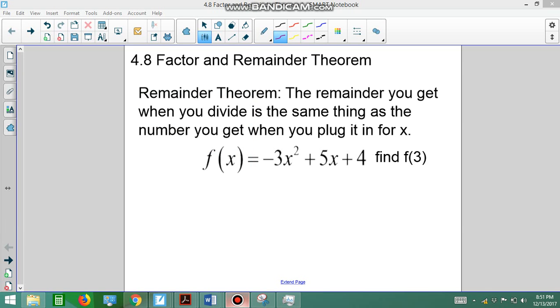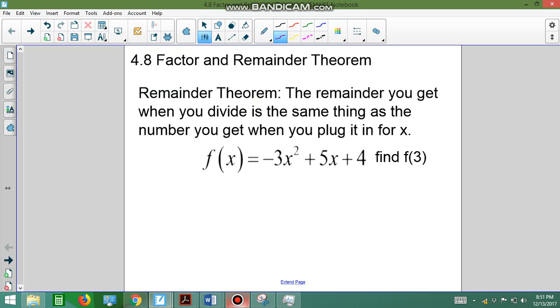So today you're doing learning section 4.8. We're going to skip 4.7 because you guys don't need to know that stuff. So today we're learning about factor and remainder theorem. And the remainder theorem says the remainder you get when you divide is the same thing as the number you get when you plug it in for x.